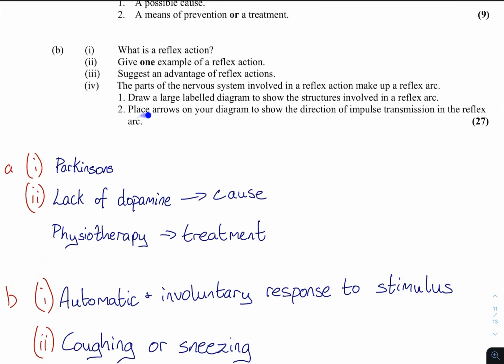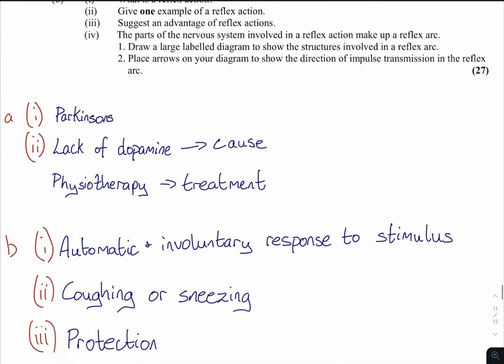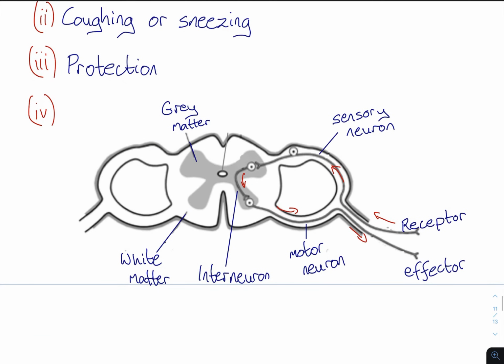Place arrows in your diagram to show the direction of the impulse. So you can see here, the receptor receives it. It goes towards the sensory neuron. And I knew this was a sensory neuron, everybody, because you have the cell body here, in the middle of your axons. Your interneuron here, and then your motor neuron here. That was it. And I think we're finished now. We are.